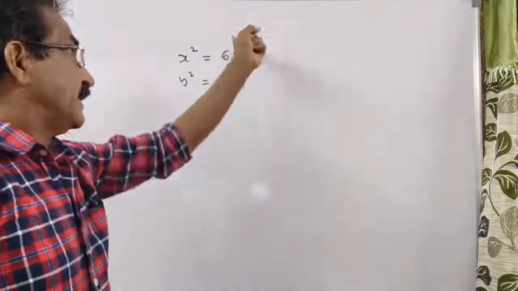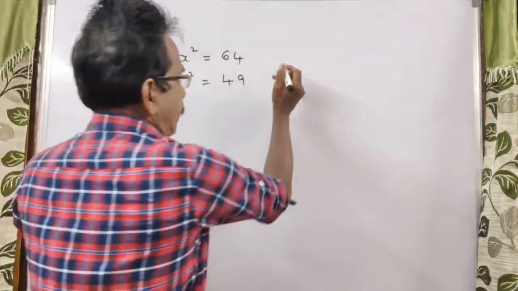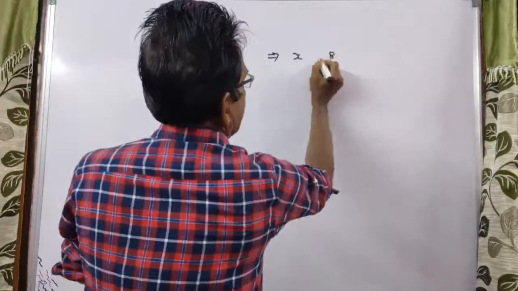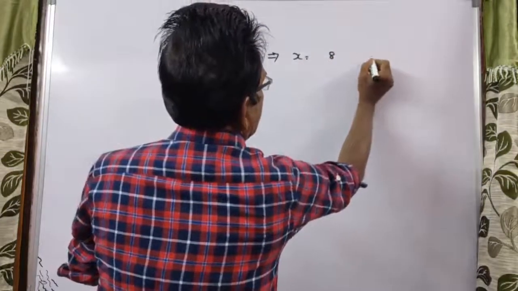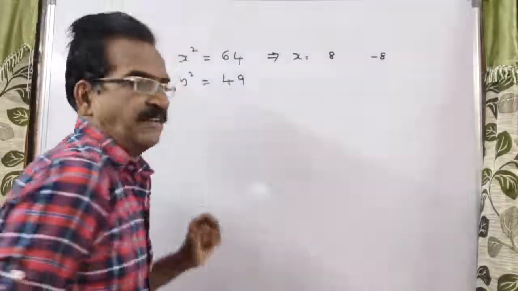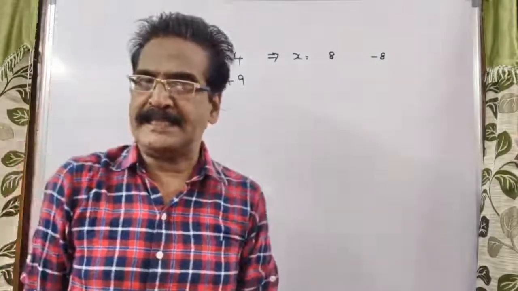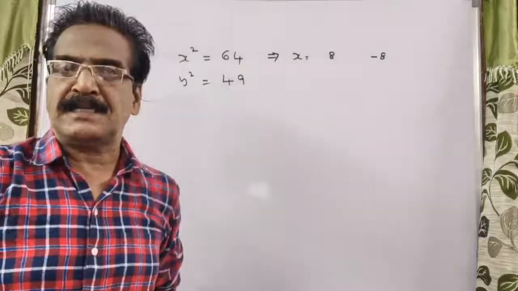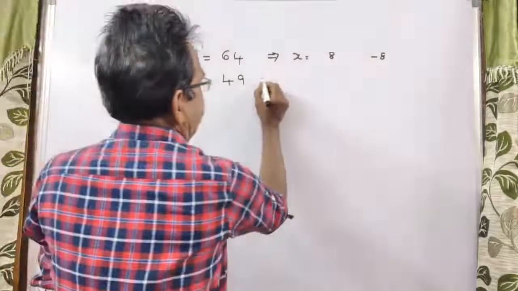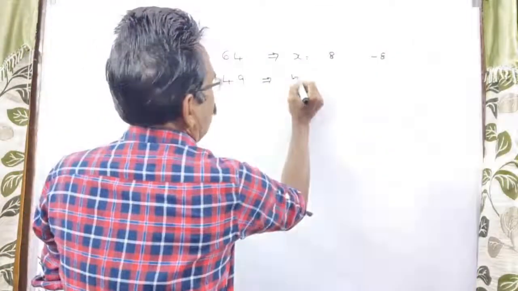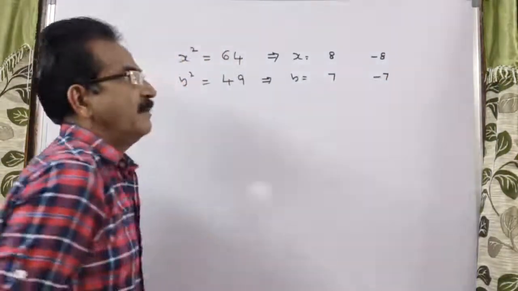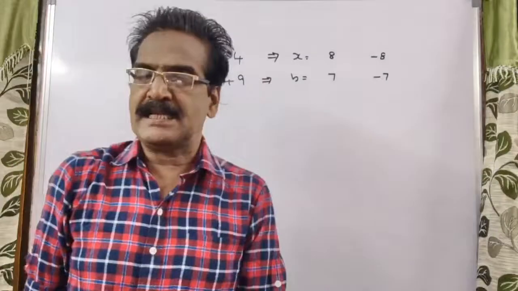So x square is equal to 64 implies x is equal to plus or minus 8. X will have two values, plus 8 or minus 8. In the same way, y square is equal to 49 implies y is equal to plus or minus 7. Y is equal to plus 7 or minus 7.